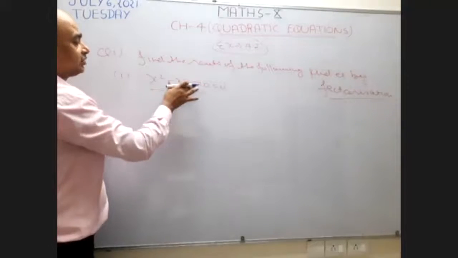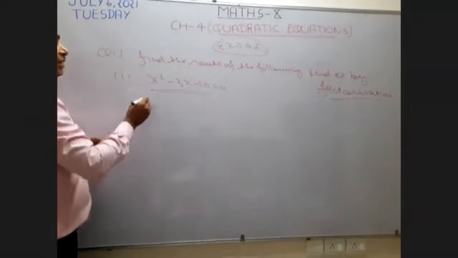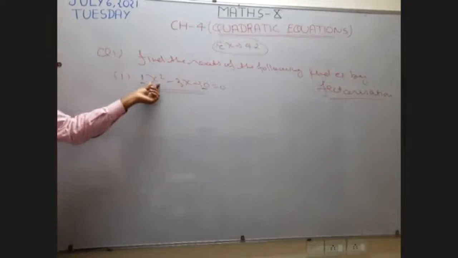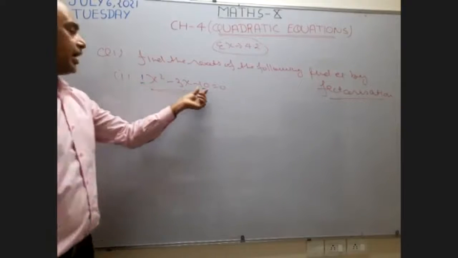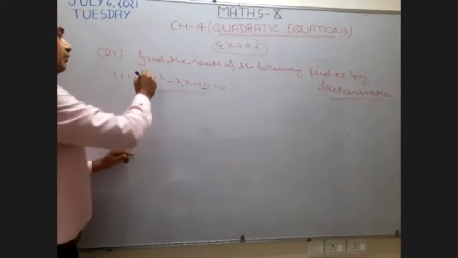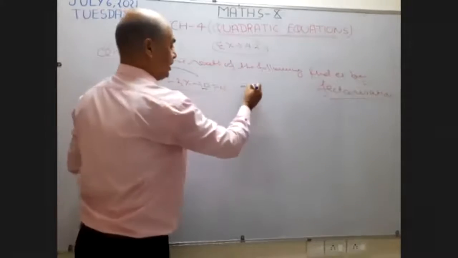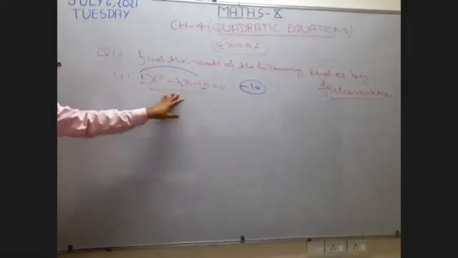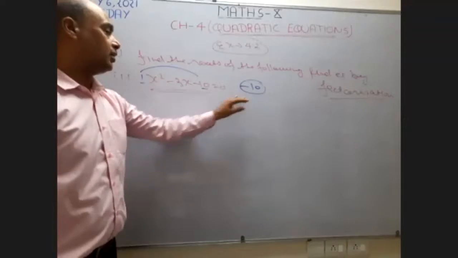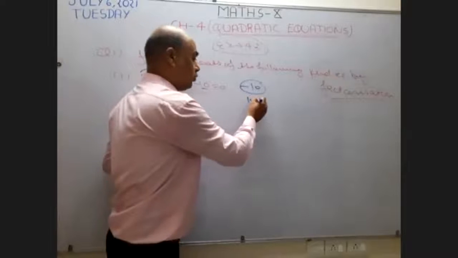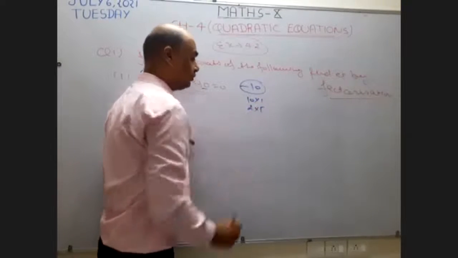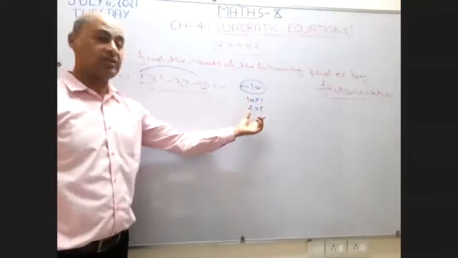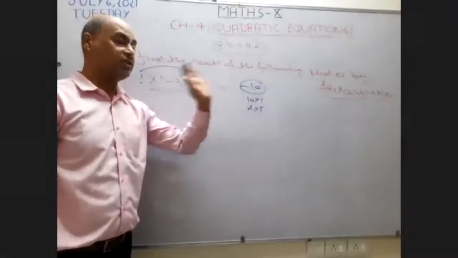Okay, after writing the standard form, we are going to multiply the first term and the last term. The coefficient of x square is 1 and the last term is minus 10. I want to multiply these two numbers. After multiplying, the answer becomes minus 10. Okay, I want to make the factors of minus 10. So the factors of minus 10 are 10 into 1, 2 into 5. Tell me if you know other factors. Only two pairs are there: 10 ones are 10 and 2 fives are 10.